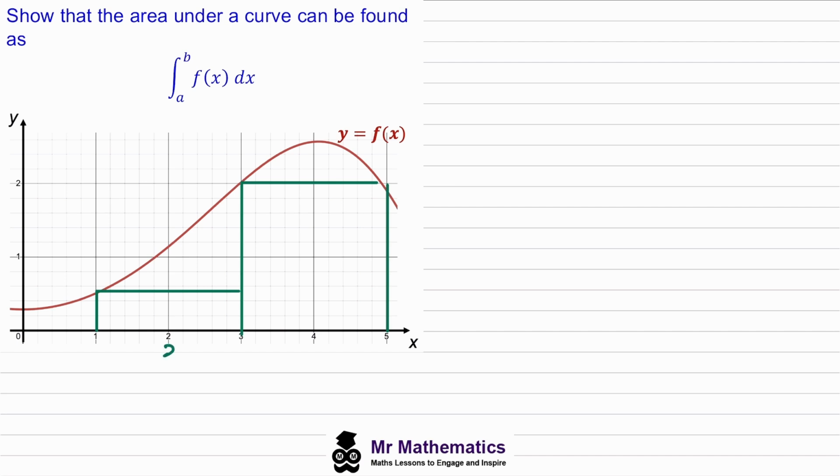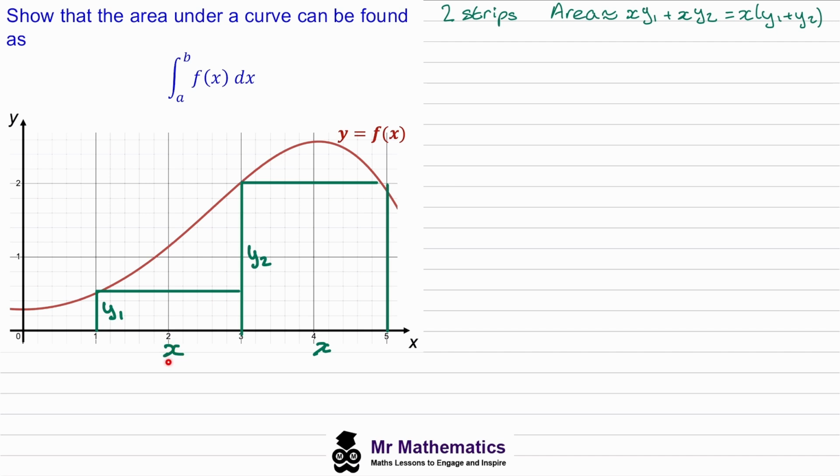So each rectangle has a length of x, and we'll say the height of the first rectangle is y1, and the height of the second rectangle is y2. So when we have two strips, we can approximate the area as x multiplied by y1, which is our first rectangle, plus x times y2. And we can factor out this x, so we get x lots of y1 plus y2. Okay? But we can see that this is clearly not a good approximation for the area underneath this curve.